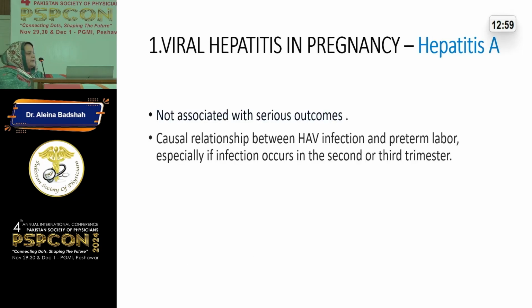So we'll start off with viral hepatitis in pregnancy, hepatitis A. Now, if a pregnant female contracts hepatitis A, that's not much of a critical condition. Hepatitis A is going to complete its duration, and all we need to do is to provide supportive care to the patient and watch out for any complications, though fulminant hepatic failure is a very rare complication of hepatitis A in pregnancy. A causal relationship has been noticed between hepatitis A virus and preterm labor, especially if infection occurs in the second or third trimesters. So if it occurs in the first trimester, you need to keep the patient under observation as an outpatient, but if it occurs in the second or the third trimesters, you need to be a little more cautious.